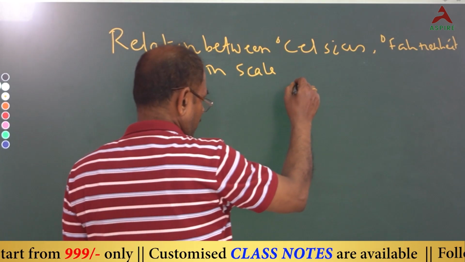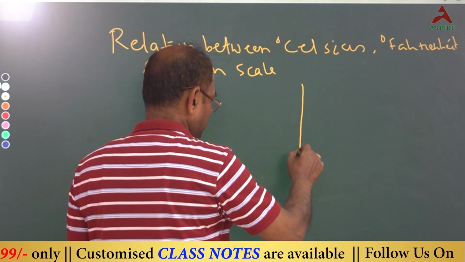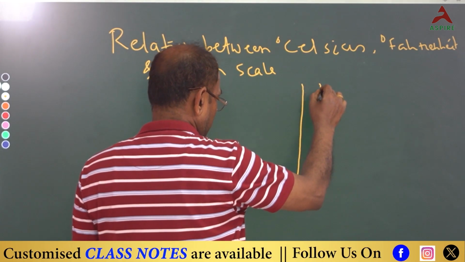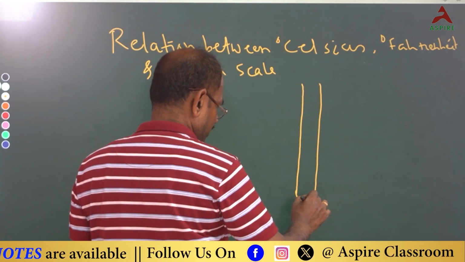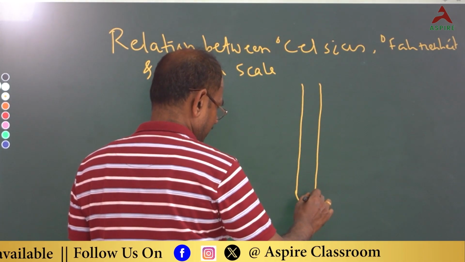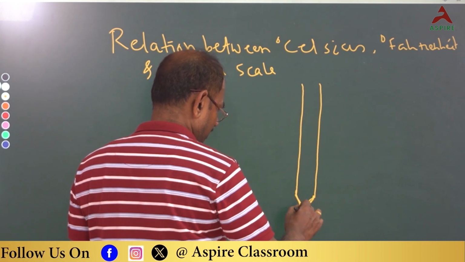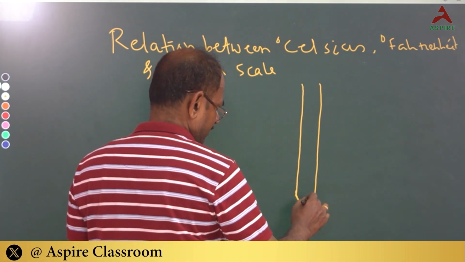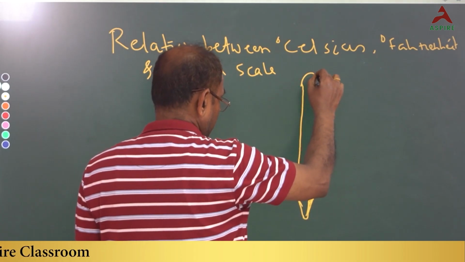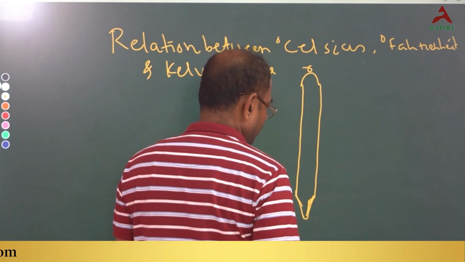Suppose these three are thermometers. This is one thermometer of the degree Celsius scale. What do you see? This thermometer is for the degree Celsius scale.